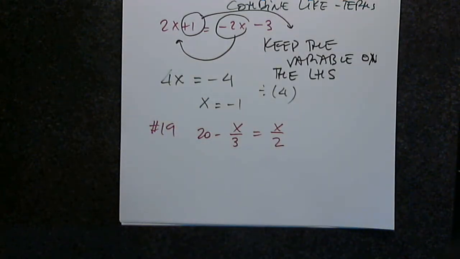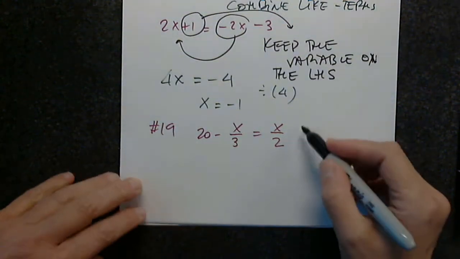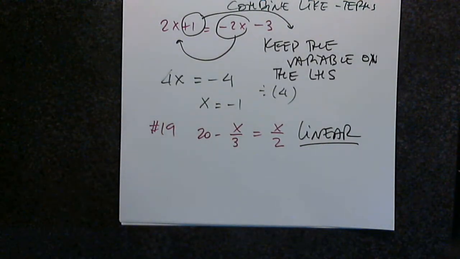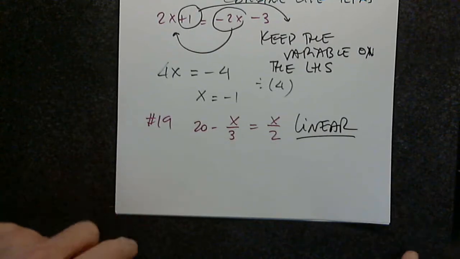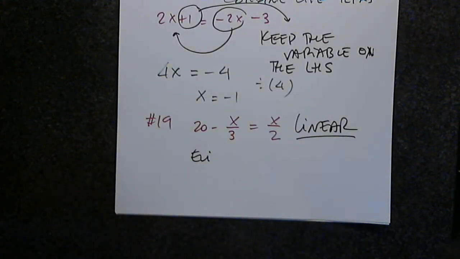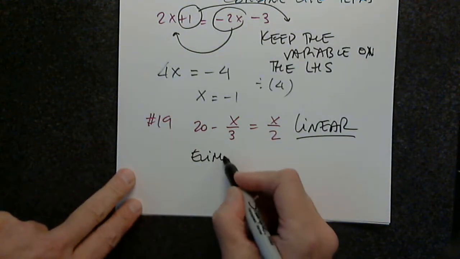Okay, what type of equation is this? Absolutely linear. It's still linear. Even if we see a fraction in there, it does not have x in the denominator. So it's still a linear equation. There is no x in the denominator. I would like to eliminate fractions. I wouldn't say it's a must, but I highly recommend it. Easier.